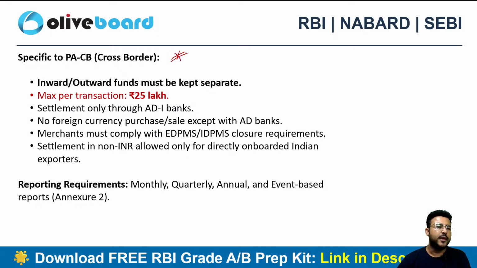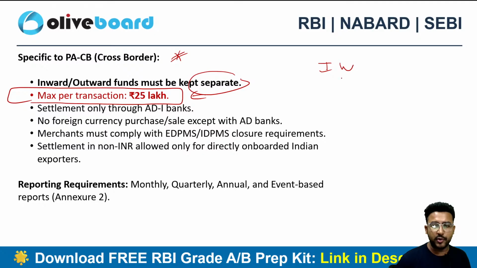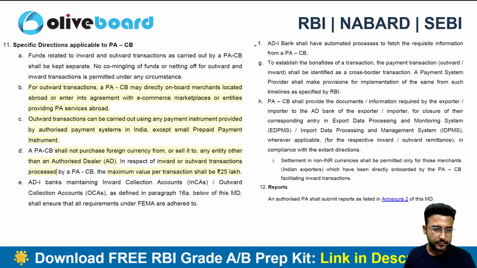Important. If you are a cross-border payment aggregator, then the maximum transaction limit will be 25 lakh rupees. The maximum per transaction. You cannot go above 25 lakh per transaction, right? Plus any kind of inward funds or outward funds must be maintained separately. So you need to have an inward account and an outward account separately. Okay, we cannot combine it.